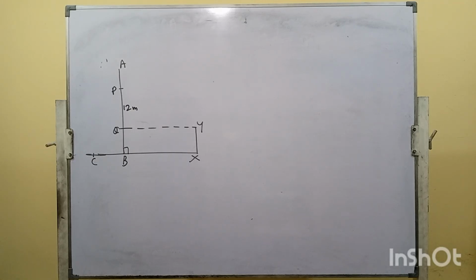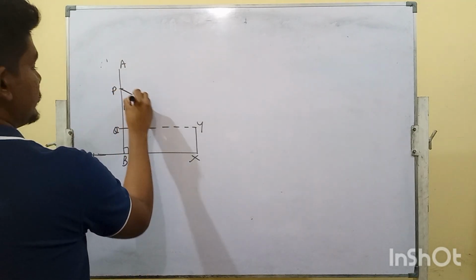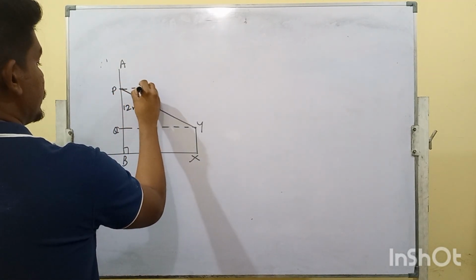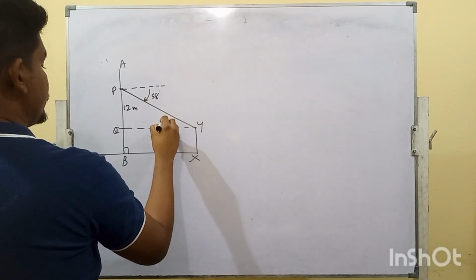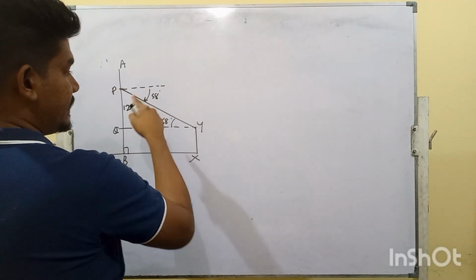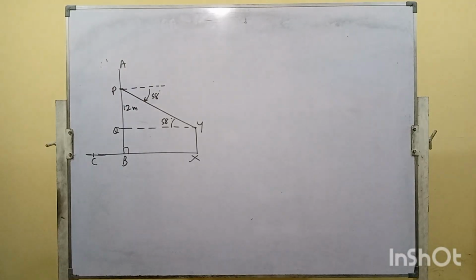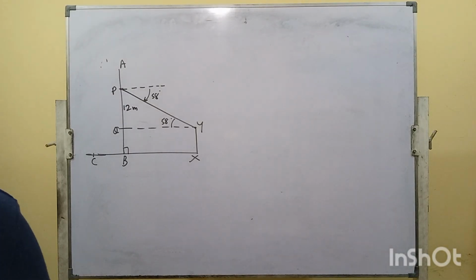Then he observes the top of the tower Y at an angle of depression of 58 degrees. Right. He observes the top of this one, angle of depression of 58. If it's 58, this also will be 58, alternate angles. Right, alternate angles. Roman number 1, copy the given figure and mark the given data on it. Done.